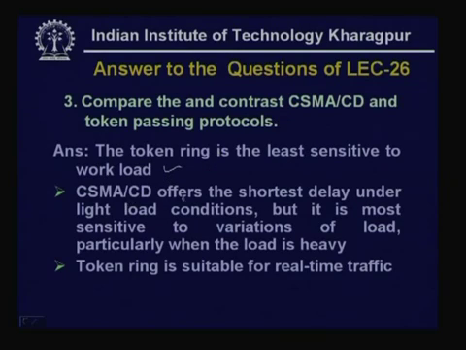On the other hand, CSMA/CD offers the shortest delay under light load conditions, but it is most sensitive to variations of load. That means when the load increases in CSMA/CD, the delay increases significantly, particularly when the load is heavy. Another important difference is that token ring is suitable for real-time traffic because the delay is deterministic.